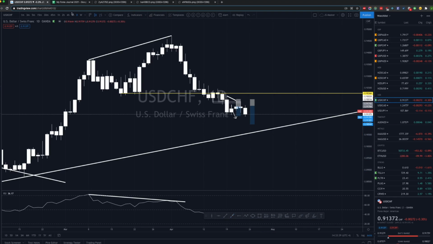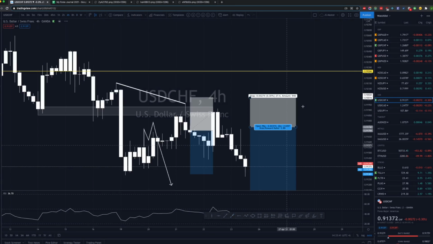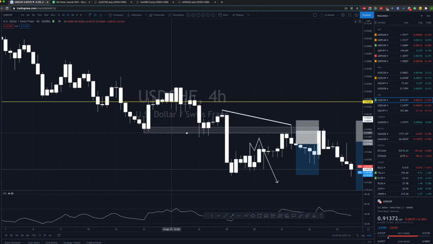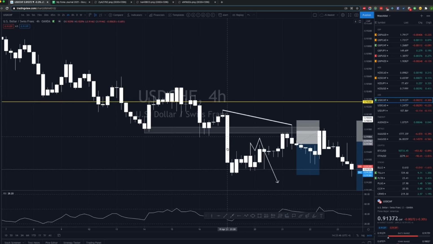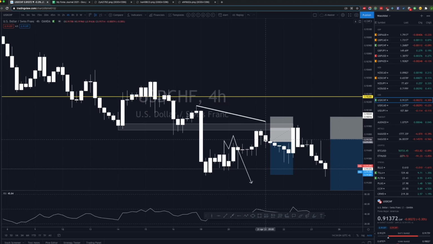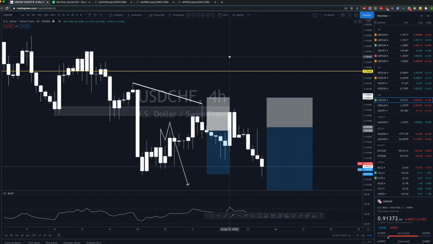So on a 4-hour time frame, I was just trying to capitalize on a little piece of this, right? After this impulsive break of these previous lows, I was just looking for that nice slow correction back into the level. We had that morning star formation, right? So bullish candle, indecision candle, big bearish candle closing within 50% of that bullish candle, right? So we had that formation formed here.